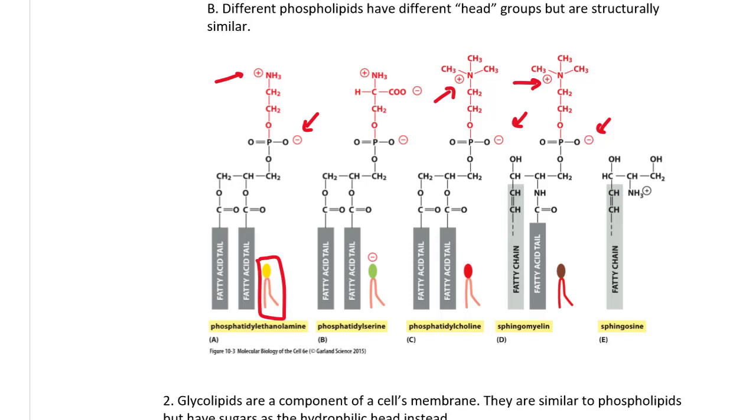Now, in the case of phosphatidylserine, you have 1 positive and 2 negatives. And this gives phosphatidylserine an overall negative charge. Now, this is important because phosphatidylserine is special, and we'll get into some of the reason why it's special a little bit later.